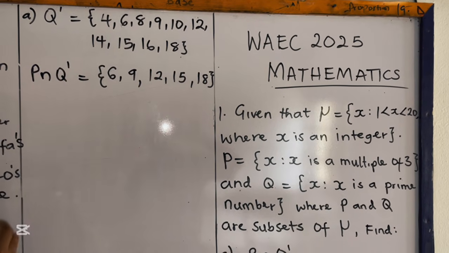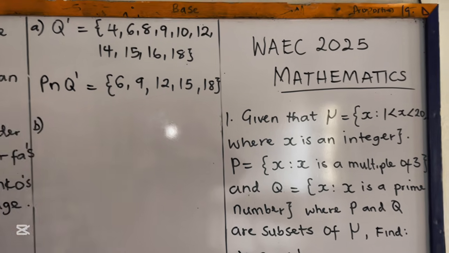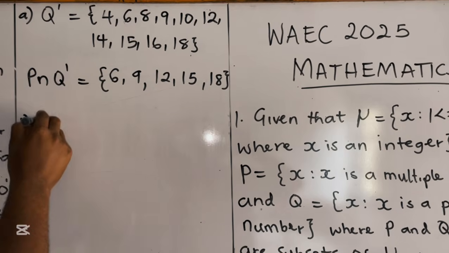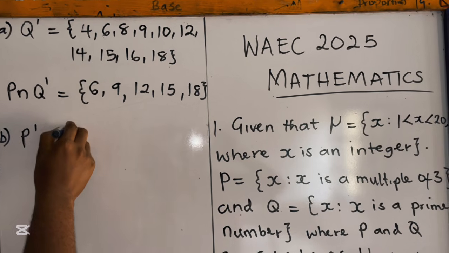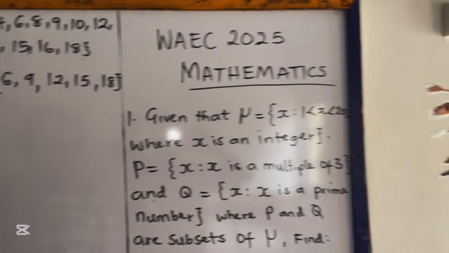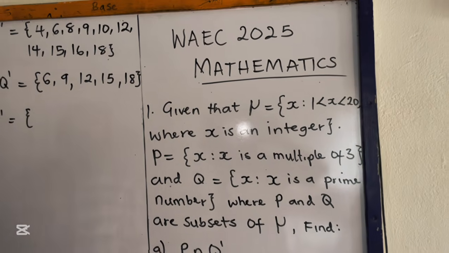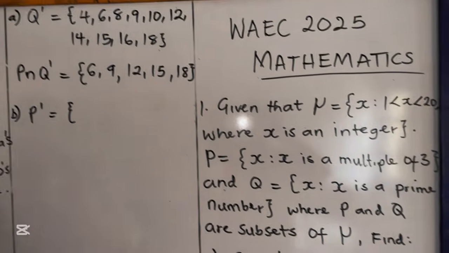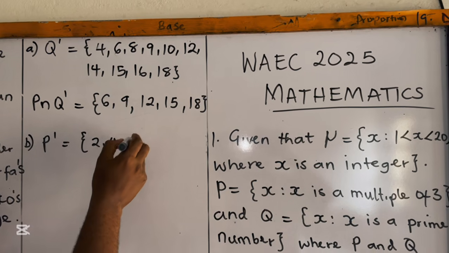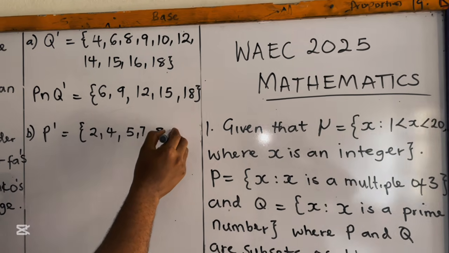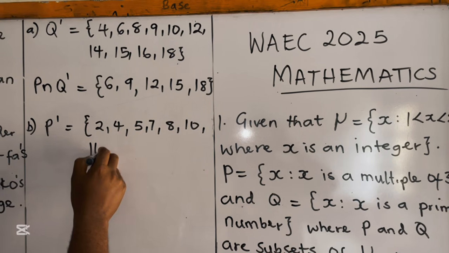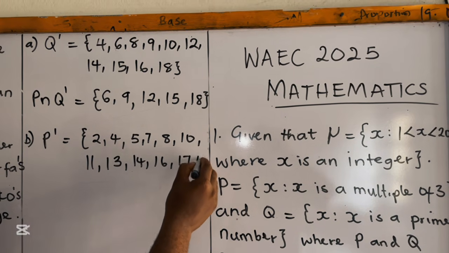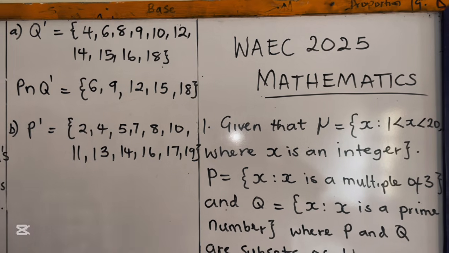So the next one, we have P prime union Q. So first of all, we have to find P prime. So for P we have multiples of 3. So any number in the universal set that is not a multiple of 3 will be in P prime. So we have 2, 4, 5, 7, 8, 10, 11, 13, 14, 16, 17, and 19. These are not multiples of 3, so they are P prime.